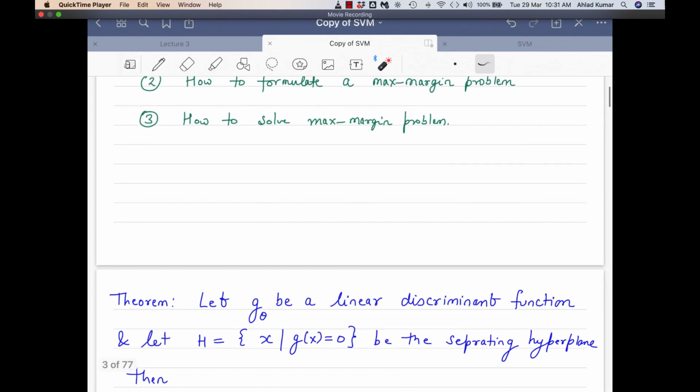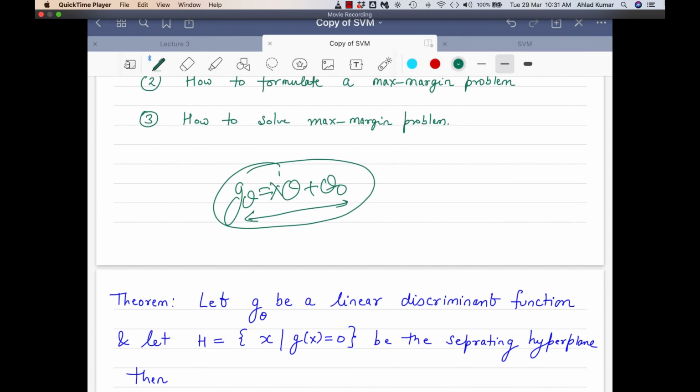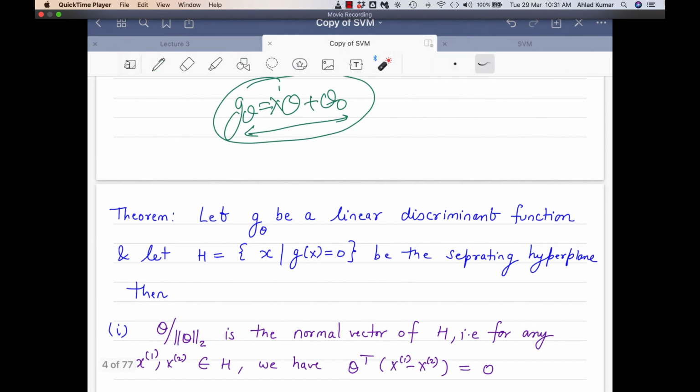By linear discriminant function, this is the same g theta which we were discussing earlier: theta transpose x plus theta 0. If you recall from our perceptron algorithm, we are using this, and we are calling it a linear discriminant function, which is another way of saying that you are trying to discriminate between two classes. And H is a separating hyperplane, meaning it defines the plane which separates the two classes.